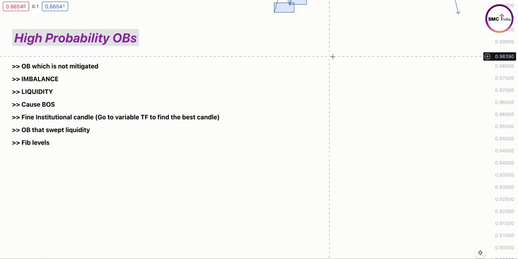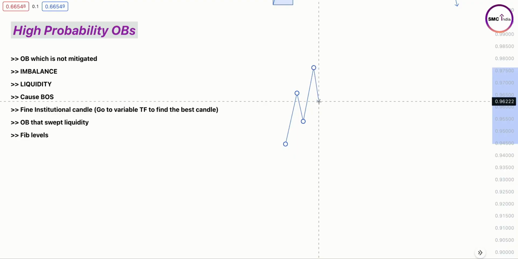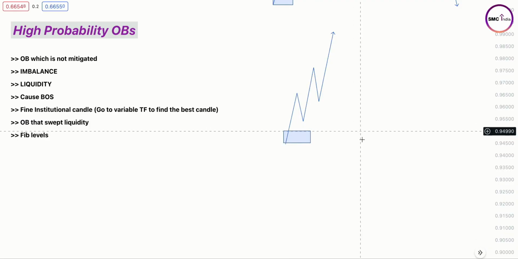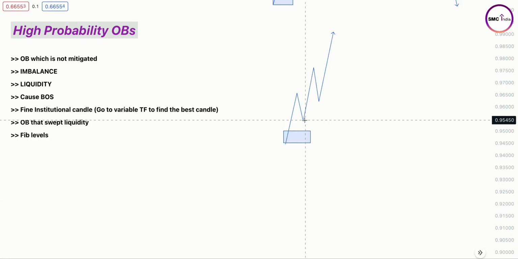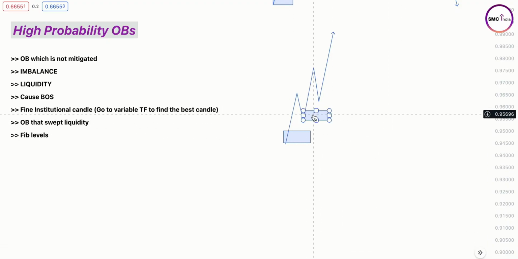Next we come to imbalance. Now I'm going to show you through diagrams how imbalance helps in detecting the order blocks. When the price moves up, comes down, and then again moves up, comes down, and then shoots up. As a trader, which order block should you consider? This or this? You see that there are two order blocks which are not mitigated.